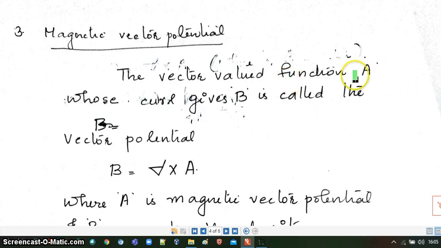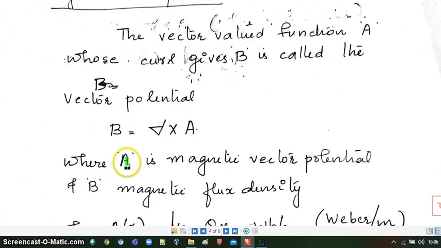The vector valued function A, whose curl gives B, is called the vector potential. That is, B is equal to del cross A. If there is a cross sign, that means you are finding the curl of that vector function. So if A is a vector function and you take its curl, you will get B. And what is B? B is your magnetic flux density, and here A is known as the magnetic vector potential.